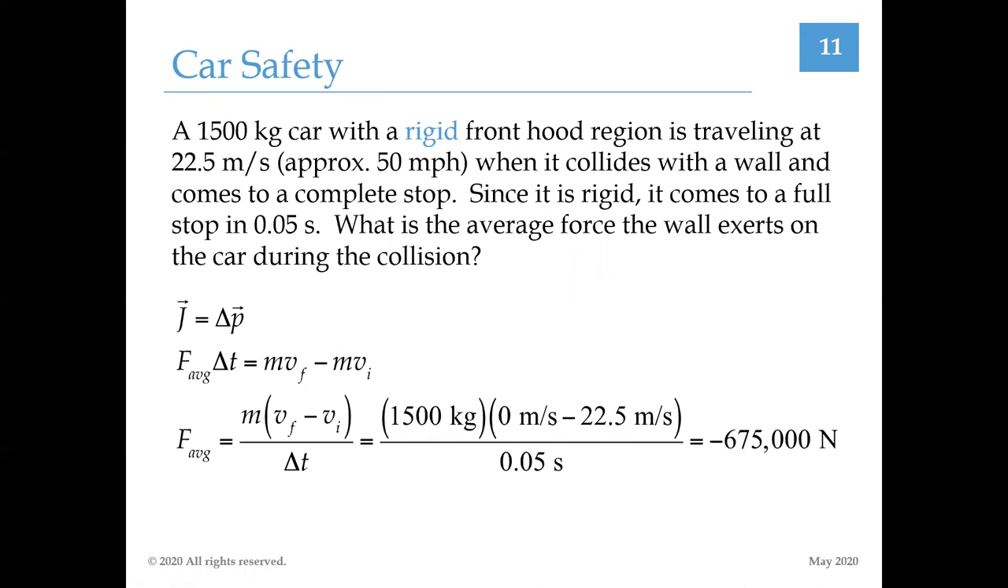And what we find is that this car would experience 675,000 newtons of force in the negative direction. What that means is that that force is applied opposite the direction of its motion. So if it's moving from left to right, that force must have been applied by the wall towards the left, basically to stop the car from moving.